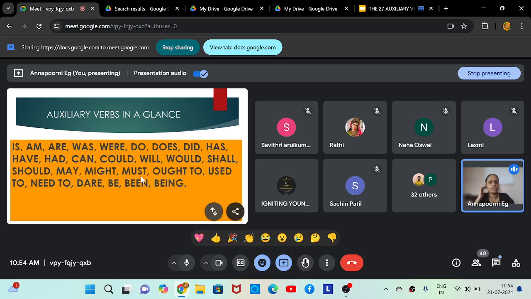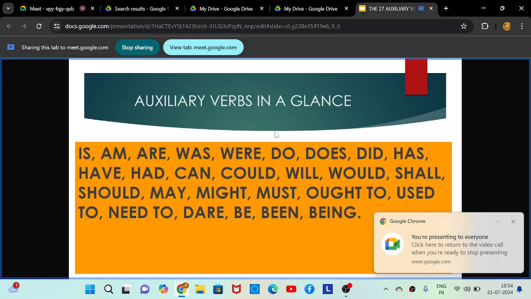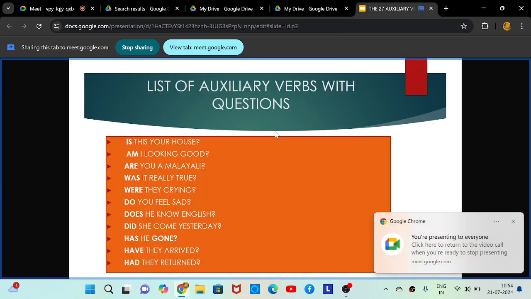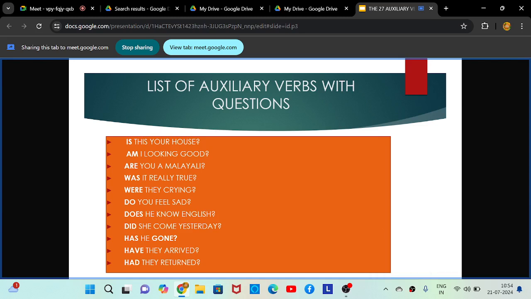Then need to shows a necessity. I need to complete the homework. I need to buy some fruits. All these are showing some necessity. Now you can check a list of questions with auxiliary verbs, how to frame questions with auxiliary verbs. So who is ready to read these questions?